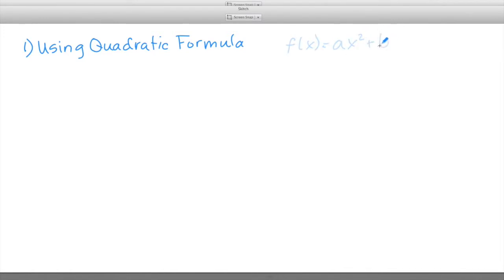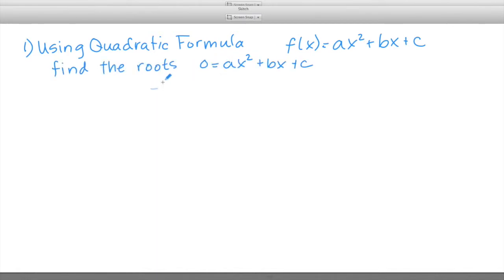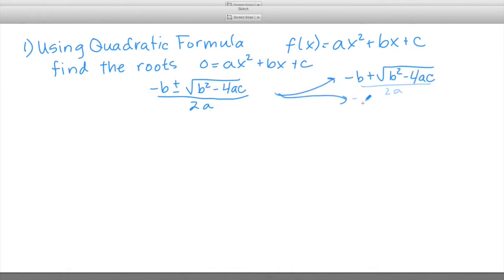When we do that, we'll be looking at the function f of x is equal to ax squared plus bx plus c. And we're going to look at that to find the roots of that general equation, where f of x is equal to 0, or where this function is crossing the x-axis. Now we can find the roots of the general equation by using the quadratic formula, which is derived from completing the square. So we know that x is equal to negative b plus and minus the square root of b squared minus 4ac all over 2a.